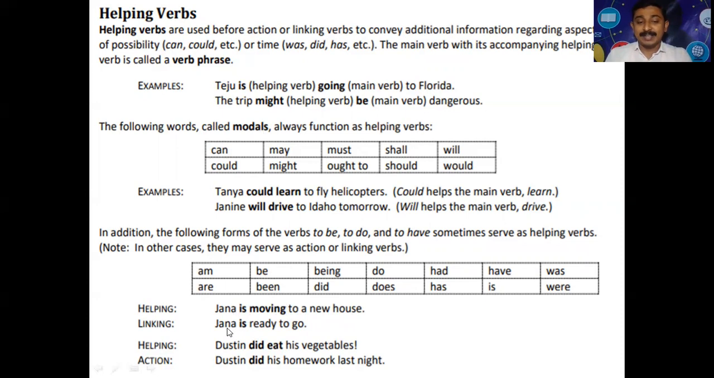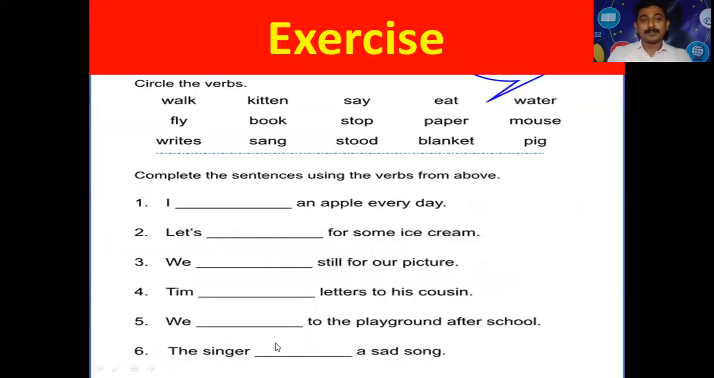Look at the second sentence. Jane is ready to go. In this sentence, is is not the helping verb but the linking verb, as we don't have a main verb after the verb is. So it can be called a linking verb. Destin did eat his vegetables. Eat is the main verb, did is the auxiliary verb or helping verb. Destin did his homework last night. Here, did is standing independently without a main verb, so this is an action verb.